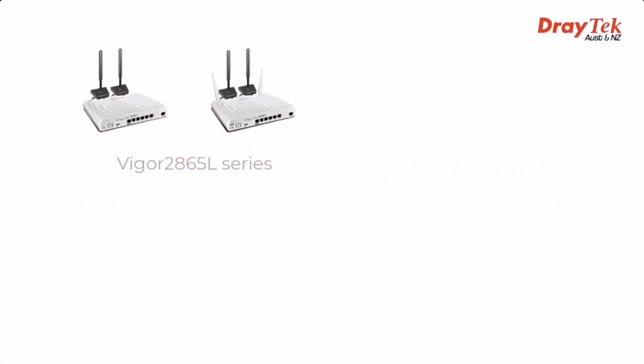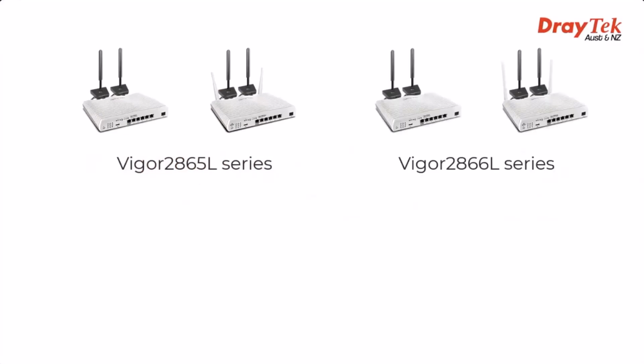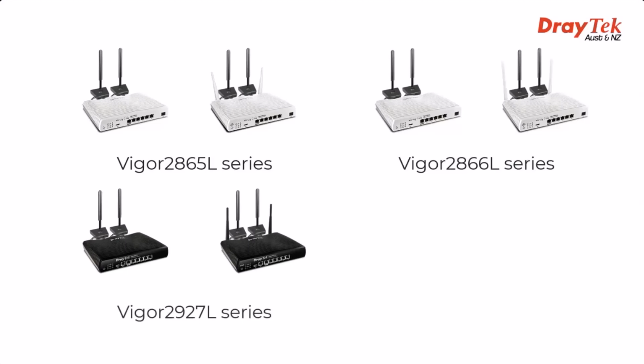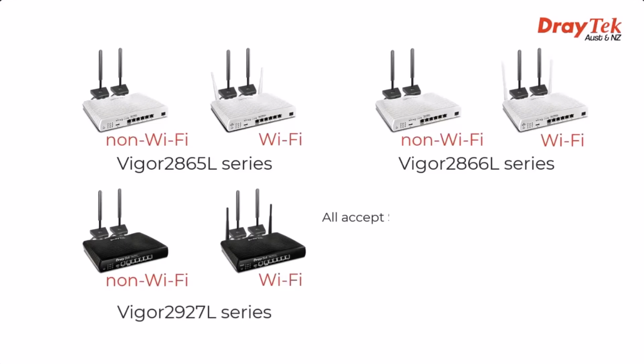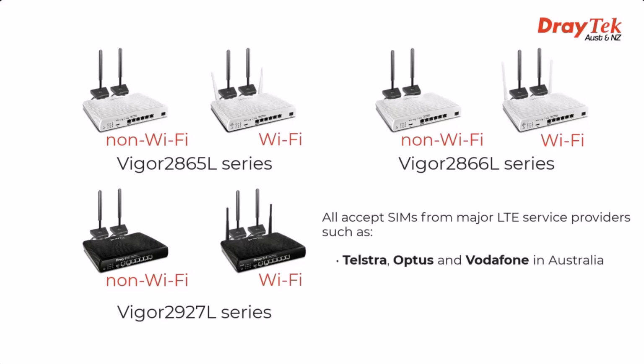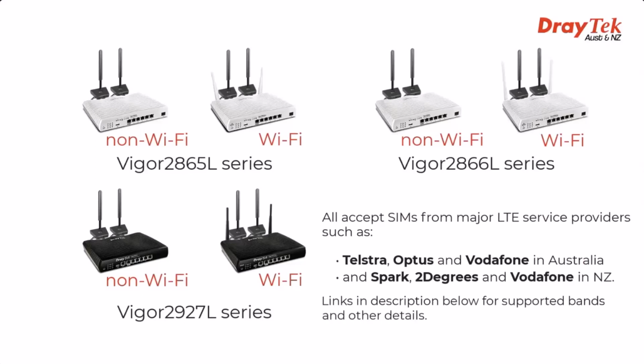The DrayTek Vigor 2865L series, Vigor 2866L series, and the Vigor 2927L series routers come in both Wi-Fi and non-Wi-Fi versions, and all have an integrated LTE modem which accepts SIM cards from any of the major broadband service providers in Australia, such as Telstra, Optus and Vodafone, as well as those in New Zealand like Spark, 2 Degrees and Vodafone. For supported bands and other details, check out the links in the description below. Setting them up is very straightforward.